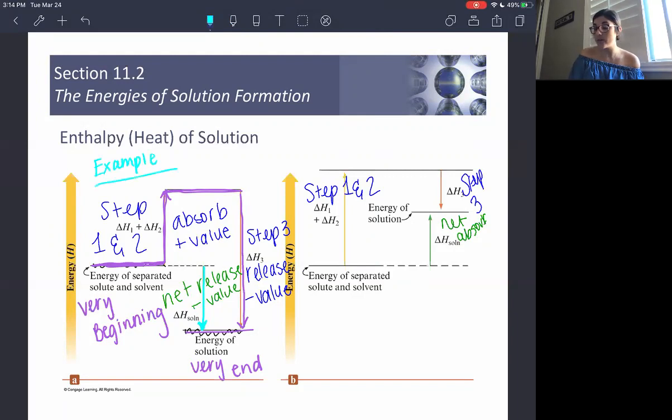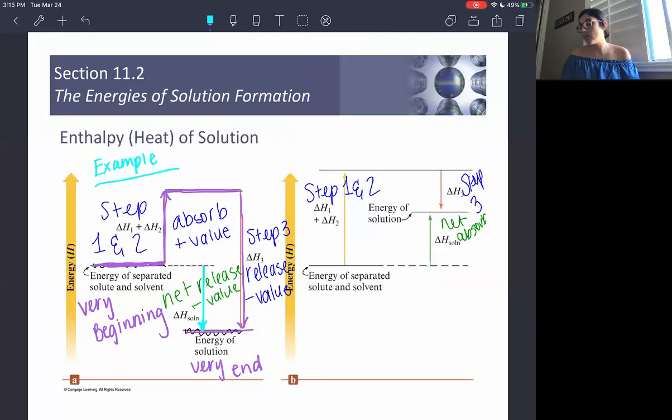Now, someone who doesn't know that there's a step 1 and a step 2 and a step 3 and is just looking at the very beginning and the very end might see that since this is overall an exothermic process, they might say something along the lines of, oh, I broke bonds and I released energy. So breaking bonds releases energy. But what they're not noticing is that there are steps in between that very beginning and that very end. And the breaking bond step is an endothermic process, putting in energy to break those bonds.